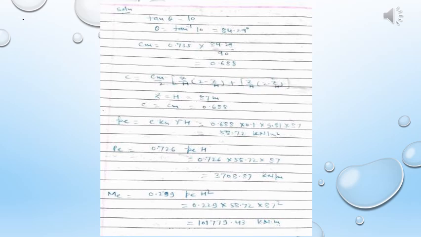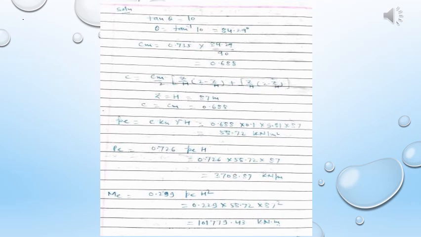Now find the value of theta. Theta is equal to tan inverse 10, which comes out to 84.29 degrees, and Cm is equal to 0.735 theta upon 90. So theta is given, and the value of Cm comes out.